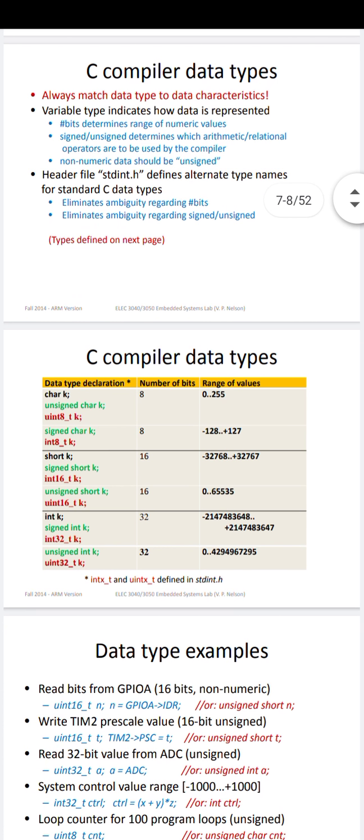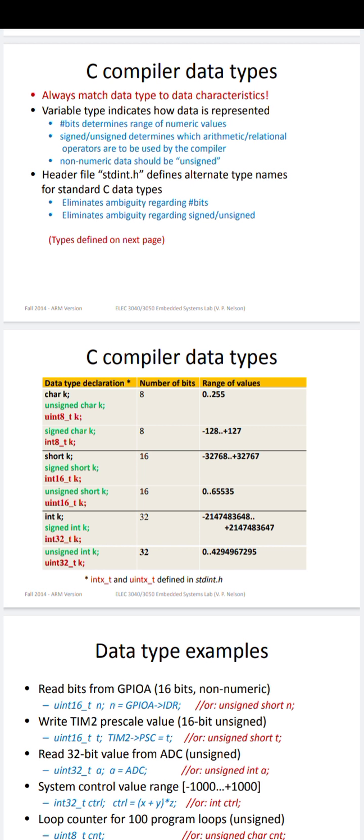Then the first data type is the character. An unsigned character is 8 bits of data, with a range from 0 to 255. Then the signed character is also 8 bits, and the range of these signed numbers is minus 128 to plus 127.